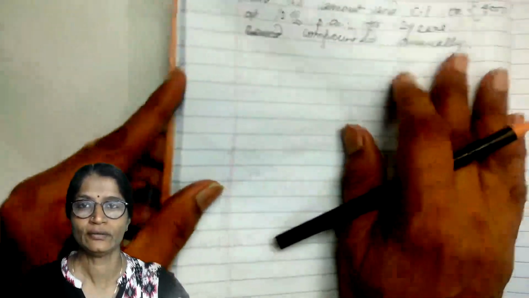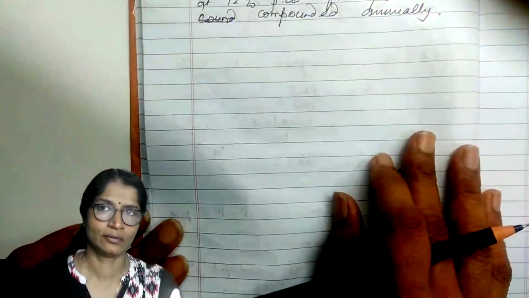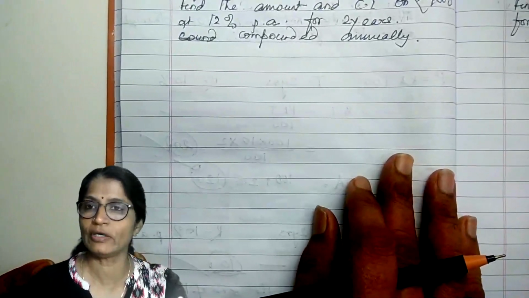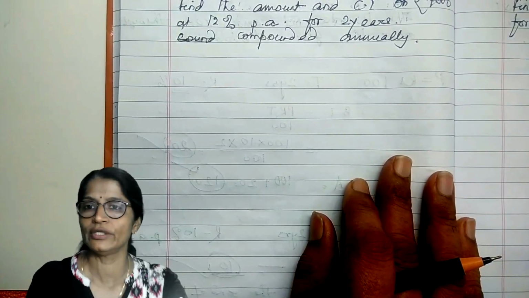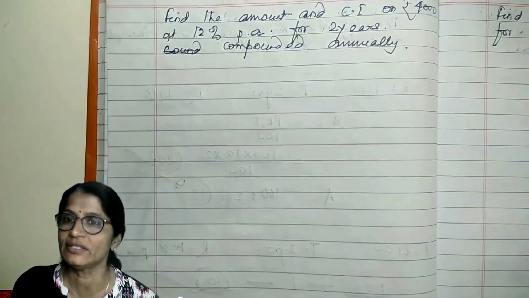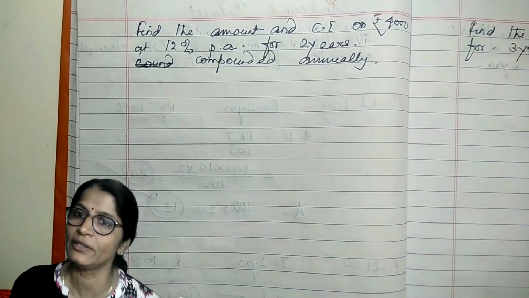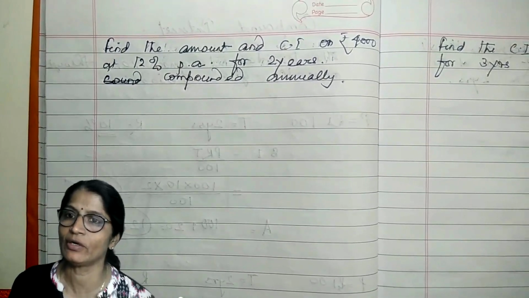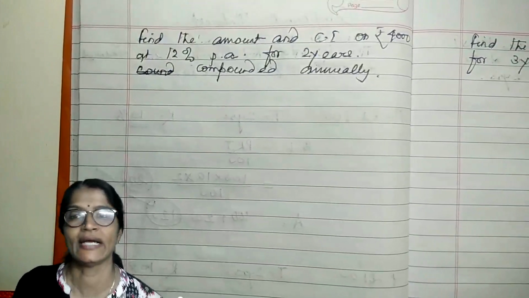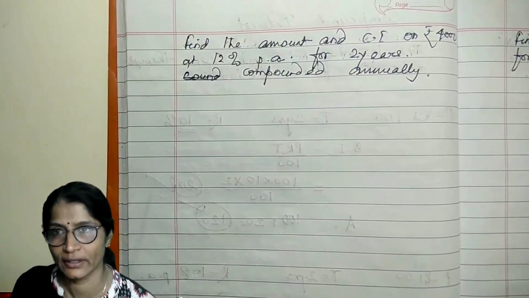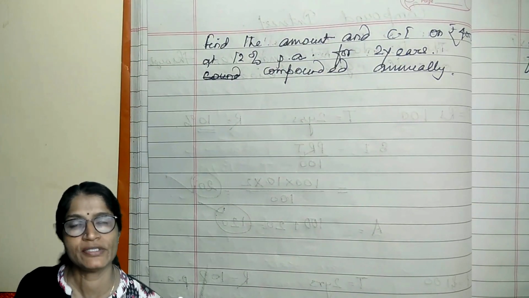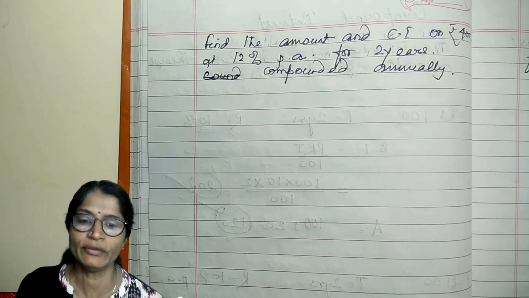Now next, in case of compound interest, suppose it is for 2 years or maybe for 3 years, then after the first year, whatever is the amount, that will become the principal for the second year. In the same way, whatever is the amount at the end of the second year, that will become the principal for the third year. And whatever is the amount at the end of the third year, that will become the principal for the fourth year. So it will continue.